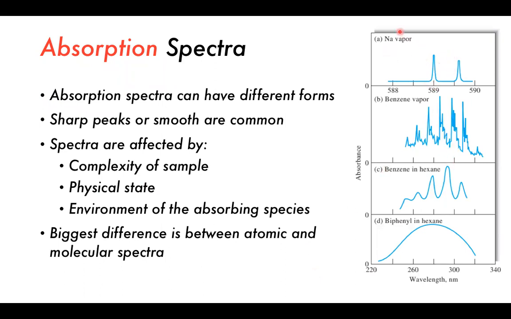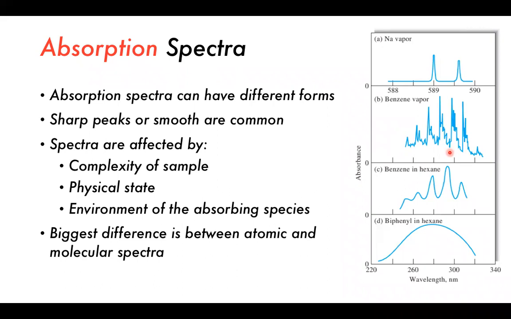We have here a sodium vapor. So this is an atomic absorption spectrum. You can see the well-defined lines at different peak positions that are quite easy to interpret. Benzene vapor, so this is gas phase benzene. You can see it's also quite sharp, although much more complex. And that's caused by the structure of benzene.